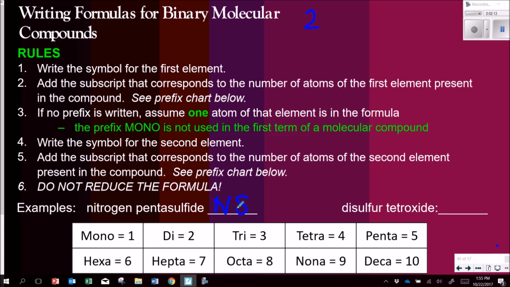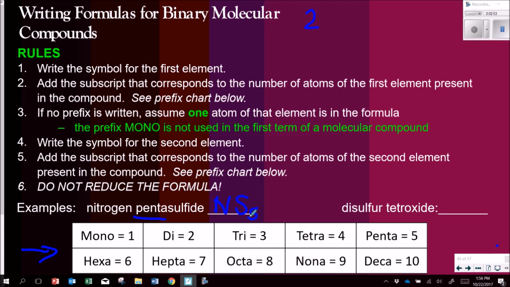Number 5 says add the subscript that corresponds to the number of atoms of the second element. We have already learned those prefixes when we did hydrates. You have to review them and make sure that you know them. So pentasulfide means I have 5 sulfurs, so S5. And finally, we do not reduce the formula. There is no need to reduce this formula anyway, so it wouldn't apply there.